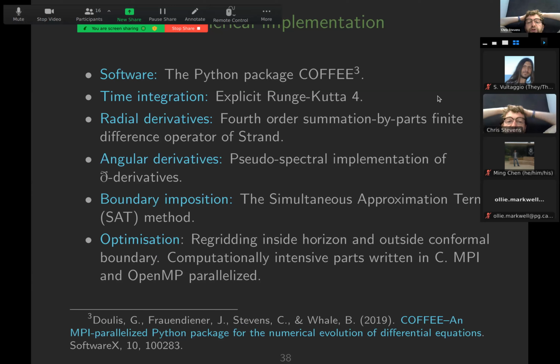We use Coffee, which is a Python package developed at the University of Otago that contains all necessary numerical schemes to get this working. So we have Runge-Kutta to integrate with time. We have finite differencing in radial direction. We have spin-weighted spherical harmonics in the angular direction. And this is parallelized through MPI and OpenMP. So even though it's written in Python, it's been optimized quite well.